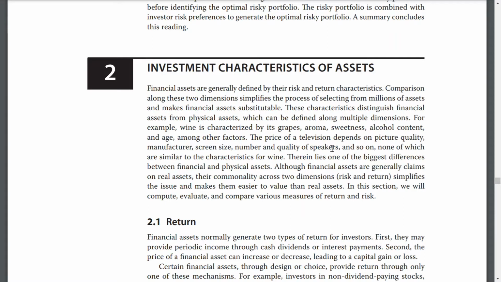Although financial assets are generally claims on cash flows, their commonality across two dimensions, risk and return, simplifies the issue and makes them easier to value than real estate. In this section, we will compute, evaluate, and compare various measures of returns and risk.